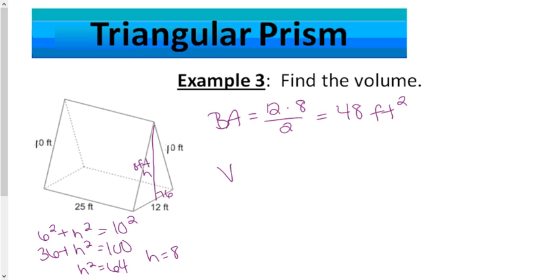So our volume, again, base area, so 48 feet squared, times how far apart these two triangles are. Going from here to here, the only distance we have is 25. So times 25 feet. Now, I can't do it in my head, so I did it ahead of time. What we got here was 1,200 cubic feet.